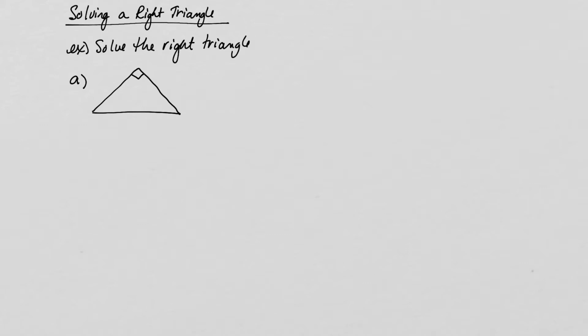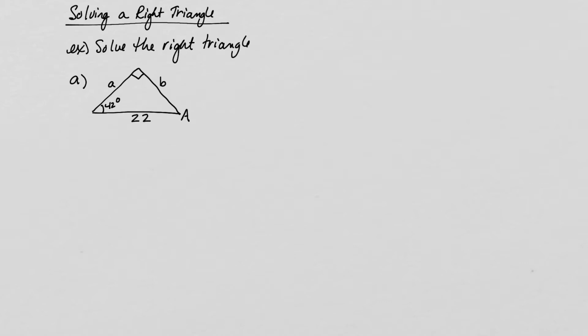So here's my right triangle. We'll call this side a. This over here is angle A. Usually we use capital letters for angles and lowercase letters for sides. This angle here is 42 degrees. This side here, little b. And this side here is 22.